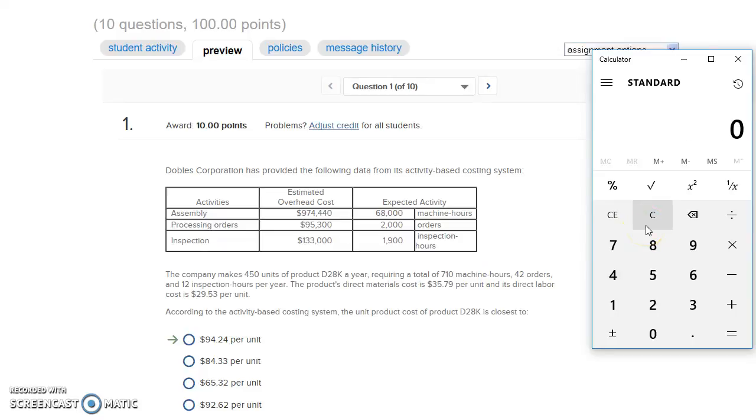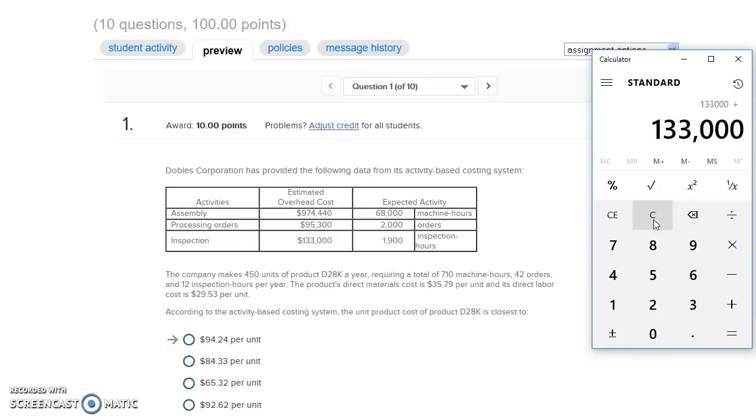Our next activity driver is processing orders. That cost is $95,300. We anticipate 2,000 orders. So per order, it's going to cost us $47.65. For this particular item, we anticipate 42 orders. So our total cost for those orders would be $2,001.30. I'm going to go ahead and write that down too, because I'm going to have to add all these together eventually.